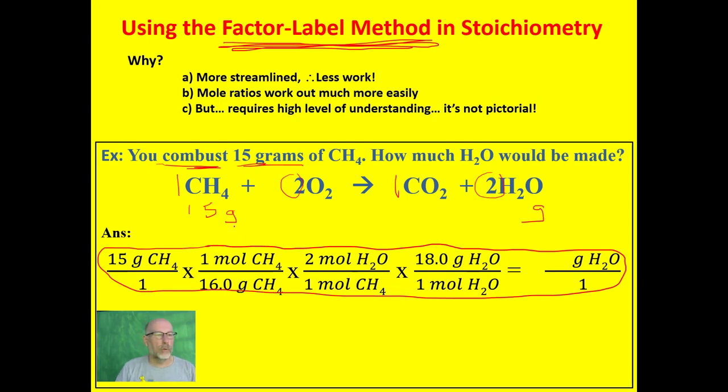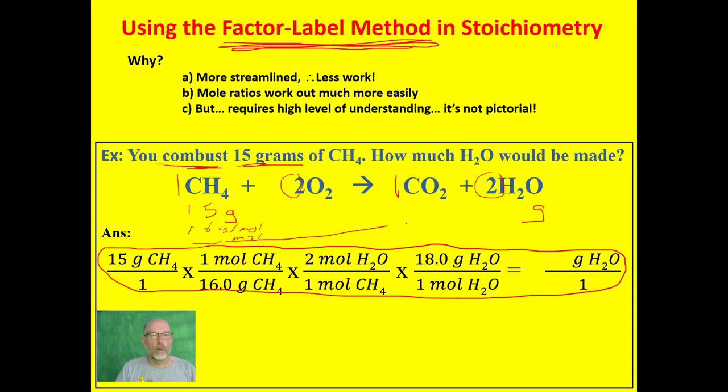Well, I don't have moles. So I've got to get moles. Moles equals grams divided by molar mass. So I'm going to need the molar mass of CH4. 12 plus 1 plus 1 plus 1 plus 1 is 16. 16 grams per mole. I'm going back to my method, and then I would calculate the moles.